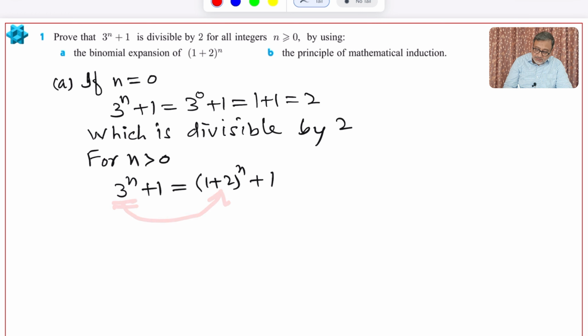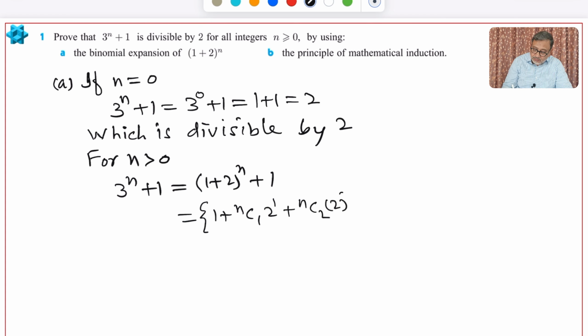Now this I will expand, 1 plus 2 to the power n, by using binomial expansion. You already know about it. So this will be 1 plus nC1 2 to the power 1 plus nC2, right, 2 to the power 2 plus nC3 2 to the power 3, and the last term will be nCn 2 to the power n. This is the expansion of the bracket, and plus 1 will remain out.